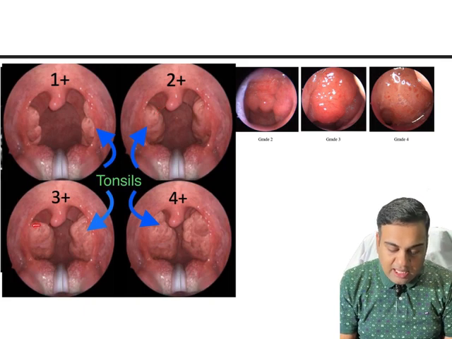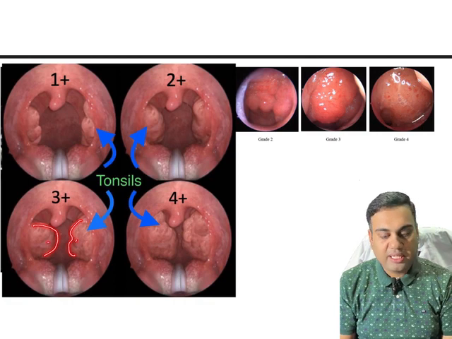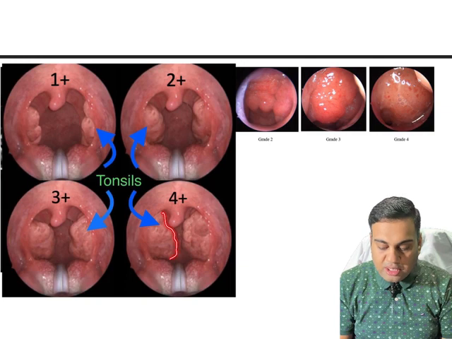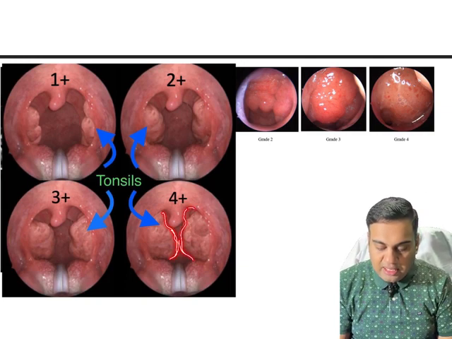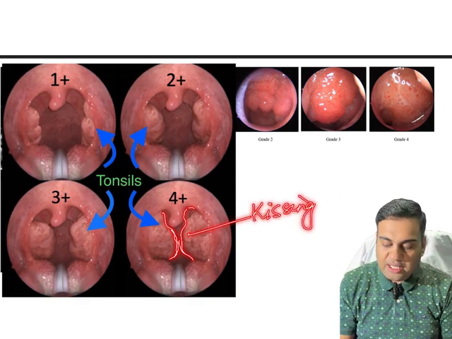Grade 3, tonsils are coming to the midline but they are not touching each other. That is grade 3. And grade 4 is when you cannot see the posterior pillar and the tonsils are nearly touching each other. These are also called kissing tonsils.